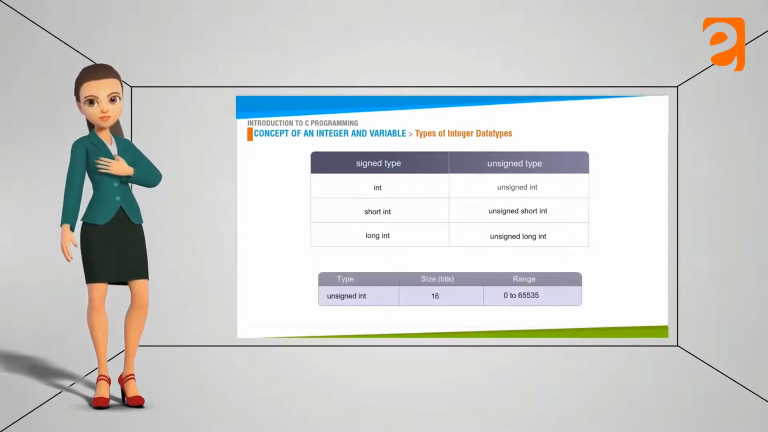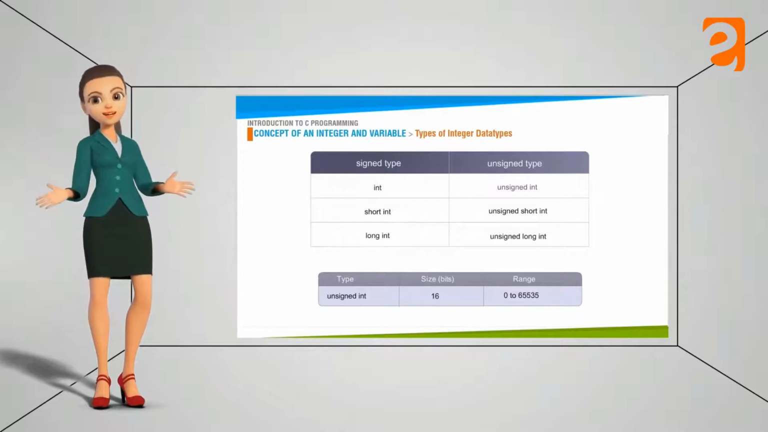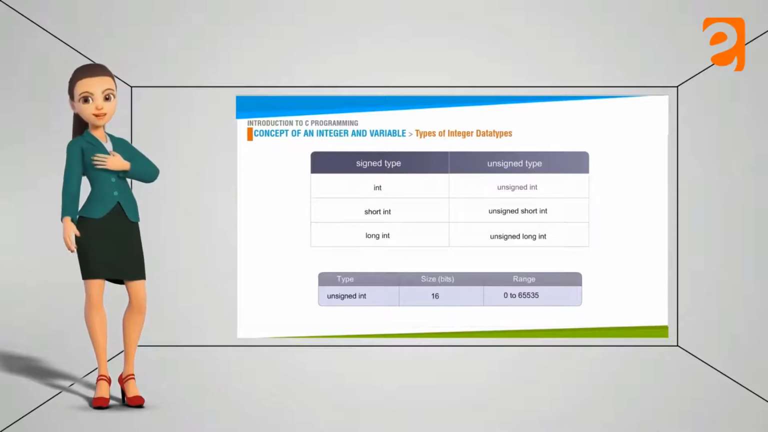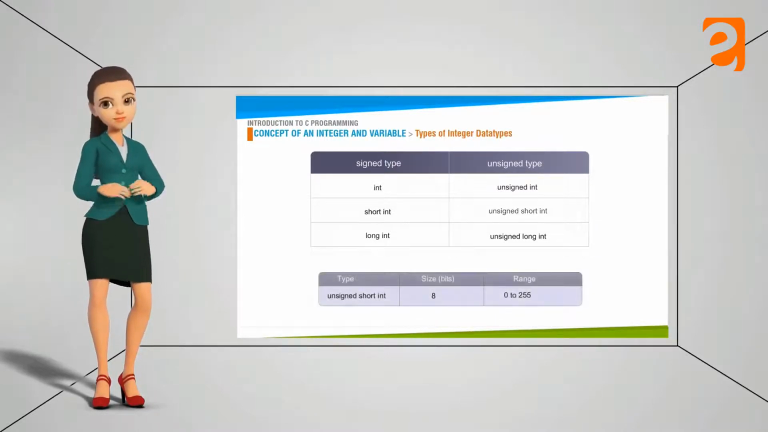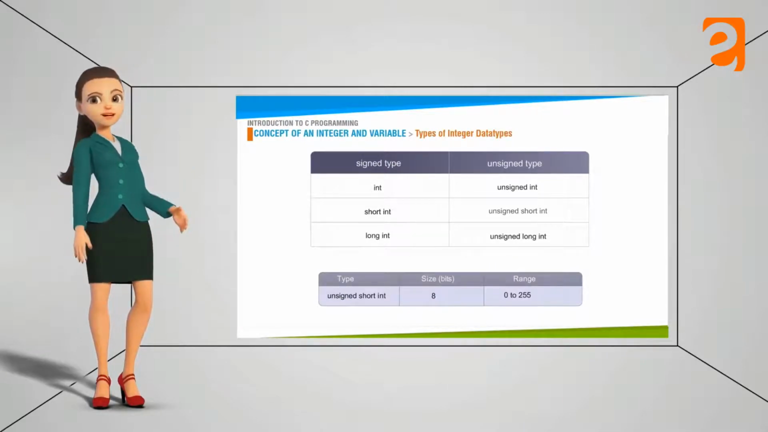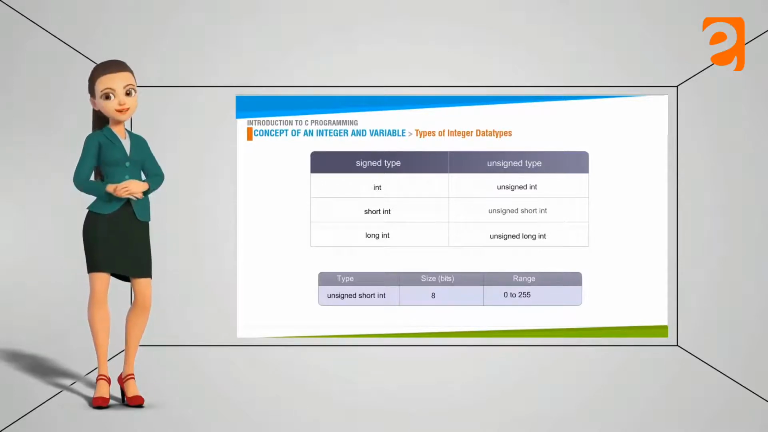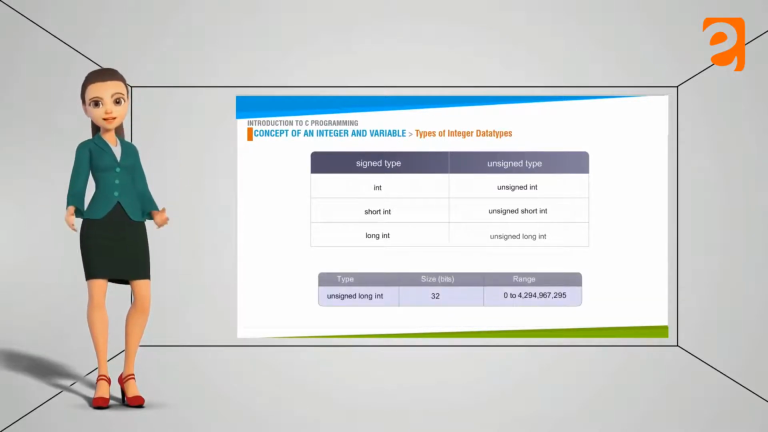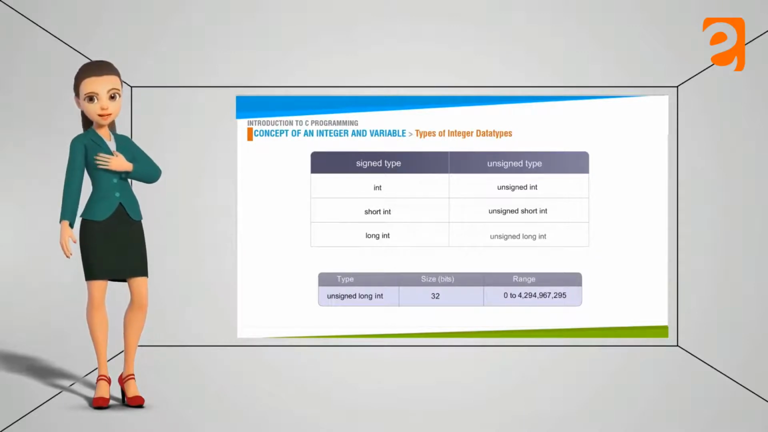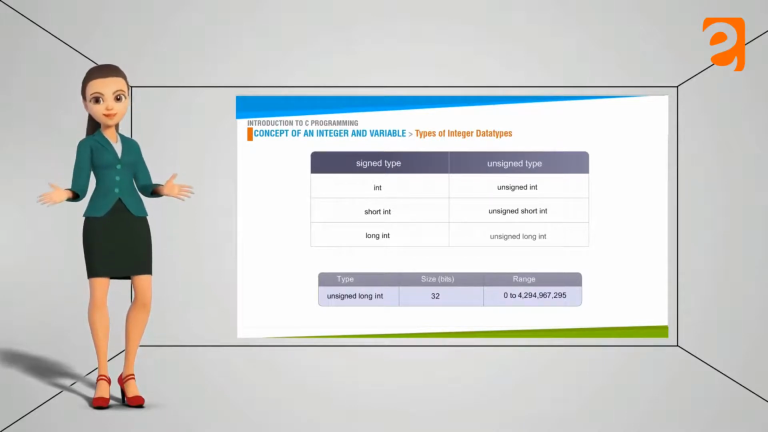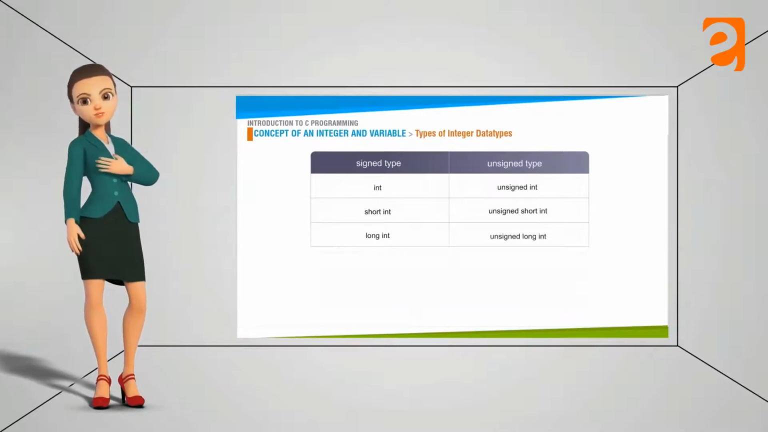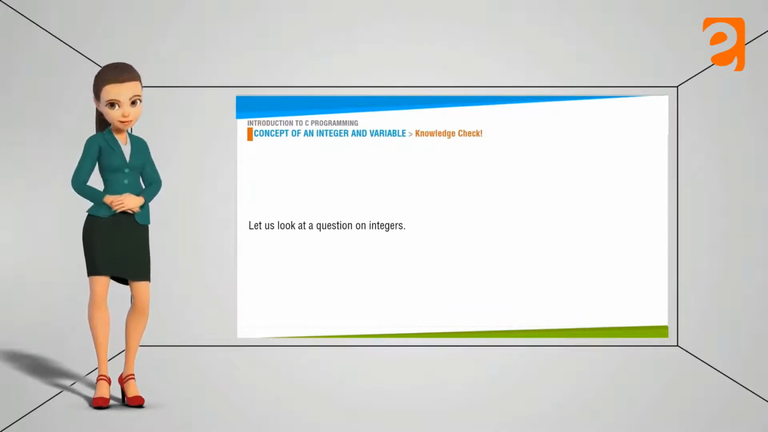The size of an unsigned int is 16 bits and its range varies from 0 to 65,535. The size of unsigned short int is 8 bits and its range is 0 to 255. The size of unsigned long int is 32 bits and its range varies from 0 to 429 crores 49 lakhs 67,295. Let us look at a question on integers.